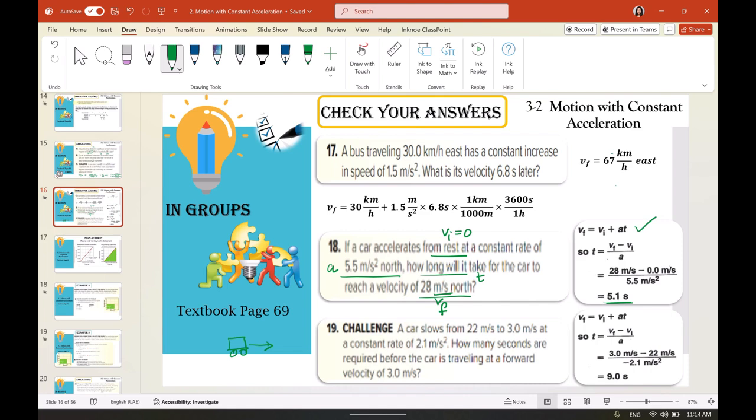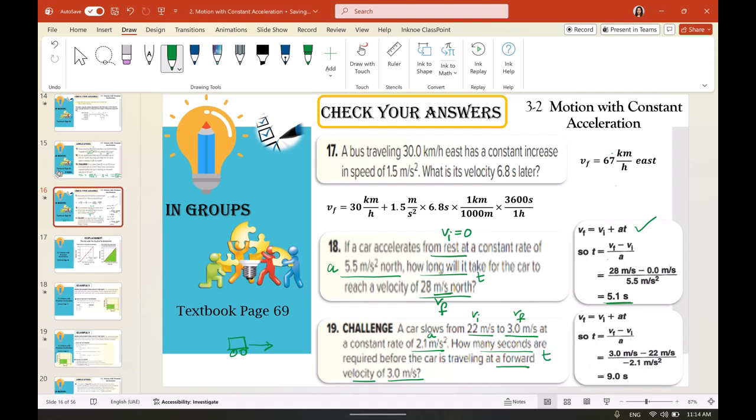Now, next one, a car slows from 22 meter per second to 3 meter per second. So, slows from is mentioned. It is slowing down. So, this is the velocity initial and this is the velocity final at a constant rate of 2.1 meter per second square acceleration. How many seconds are required before the car is traveling at a forward velocity of 3 meter per second? So here we know that 3 meter per second is the velocity final. How many seconds? Time is the question they are asking for.